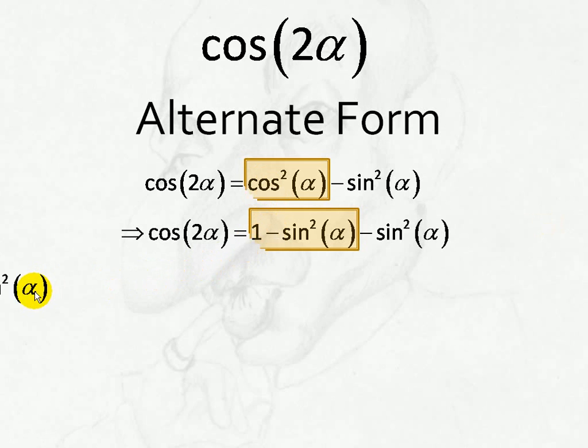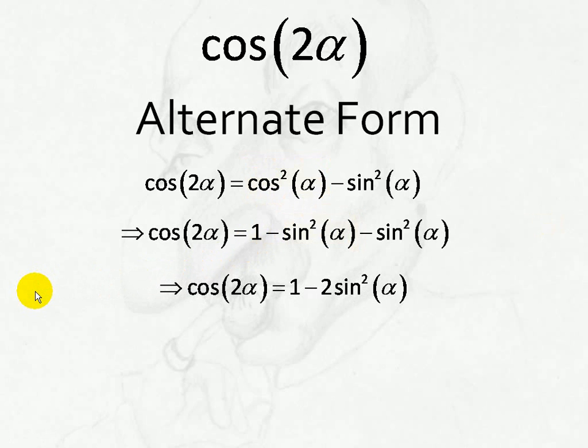Now, let's see what that gives us. Well, noting that we have a negative sine squared alpha here and here, we get that cosine 2 alpha is 1 minus 2 sine squared alpha. So this is another form of this double angle for cosine that you'll see. Now remember, we got that by substituting 1 minus sine squared for cosine squared.